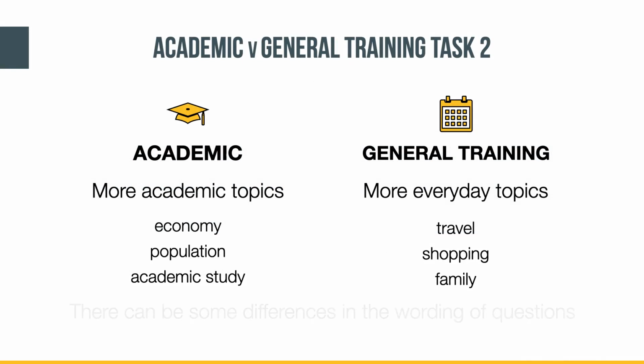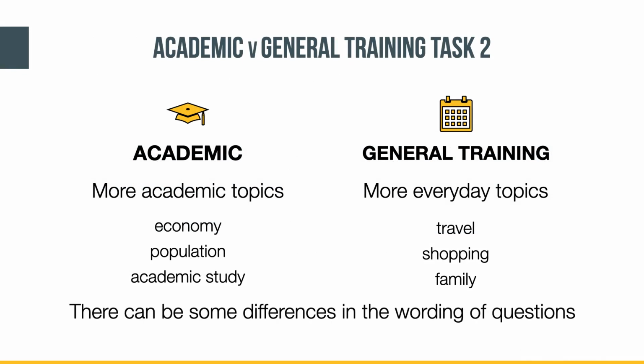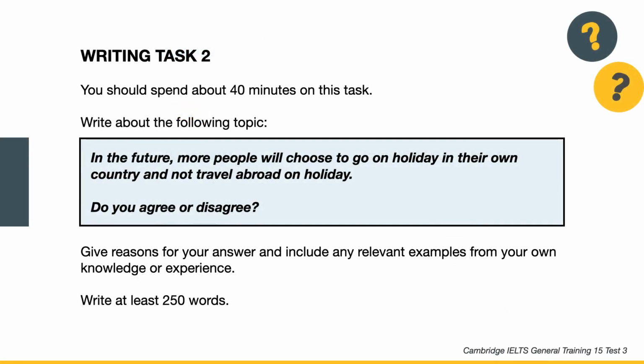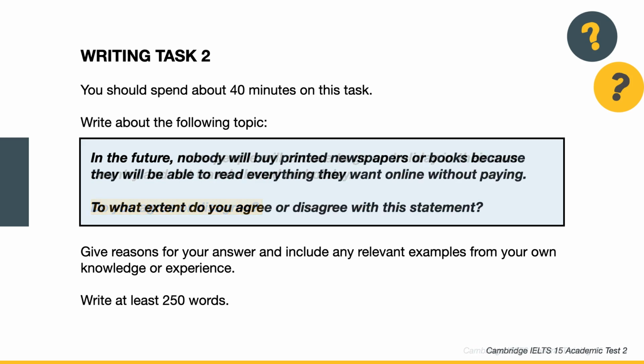There can be some differences, however, in the wording of questions between the two tests. And again, there's no hard and fast rule for this. But sometimes the questions in the general training test can be more straightforward than those in the academic test sometimes. So do you agree or disagree is the question here. This is from the general training test, so that's quite a straightforward question.